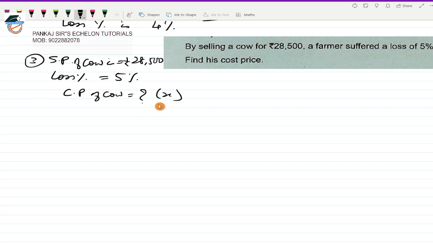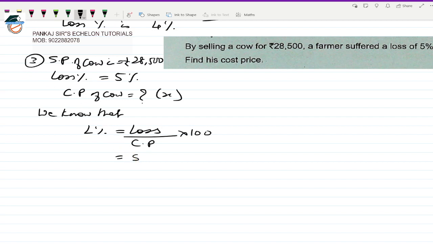Now we are going to use that formula. We know that loss percentage is equal to loss divided by cost price times 100, and in turn loss is nothing but the cost price minus selling price. Loss is always cost price minus selling price. I'll write cost price minus selling price upon cost price into 100.